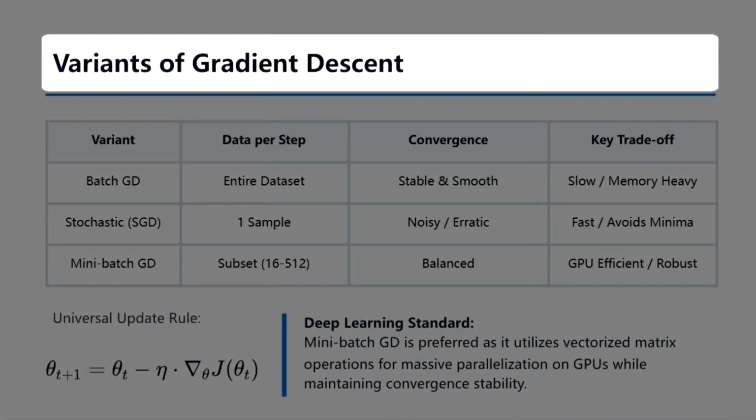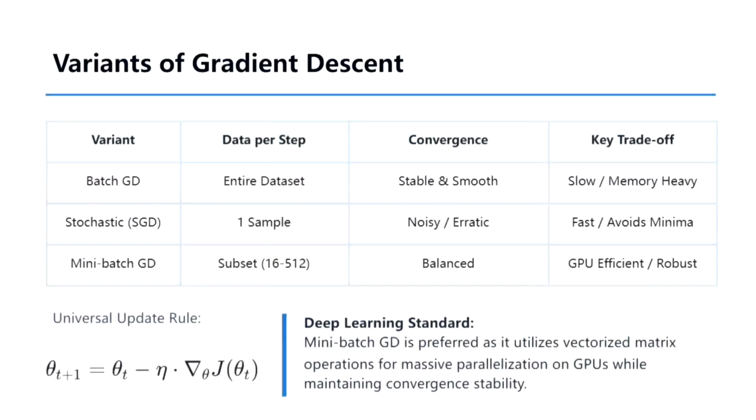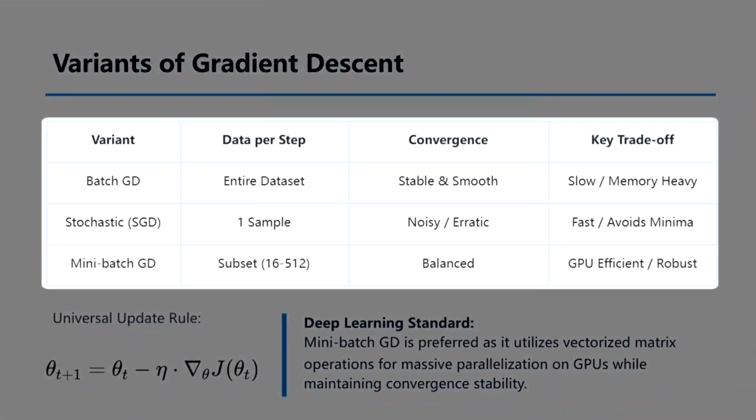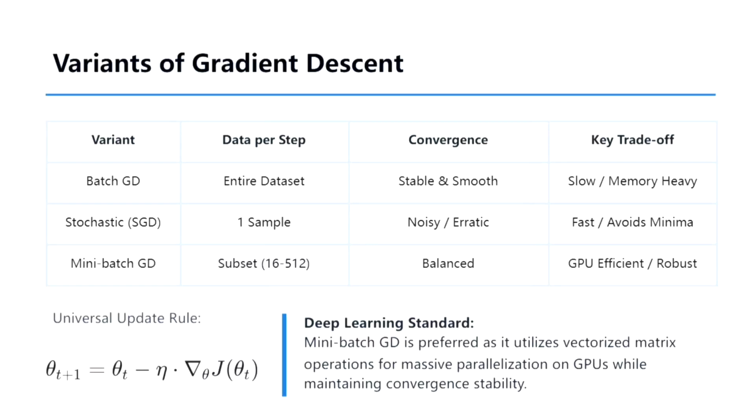Now that we have the right learning rate, we need to decide how much data to look at before making an update. This brings us to the three main variants of gradient descent. Look at this comparison. Batch gradient descent uses the entire dataset for one update. It's stable, but as we scale to millions of images, it becomes a memory nightmare.